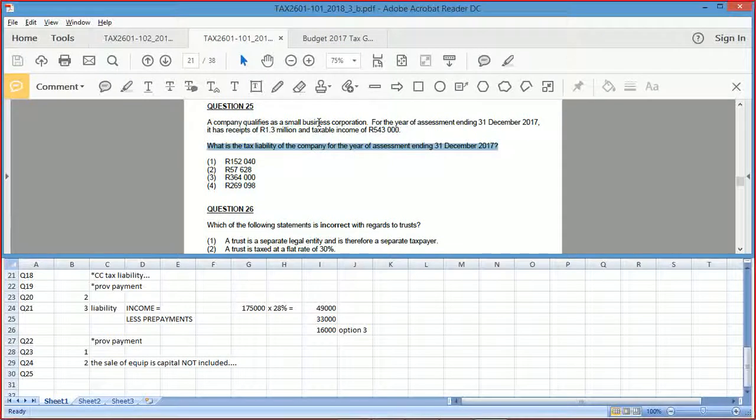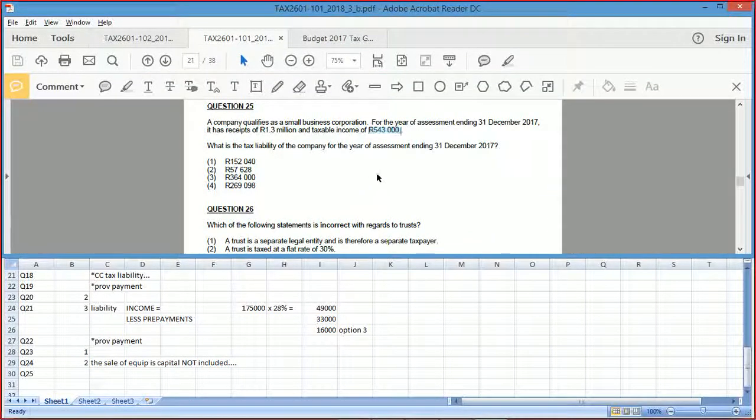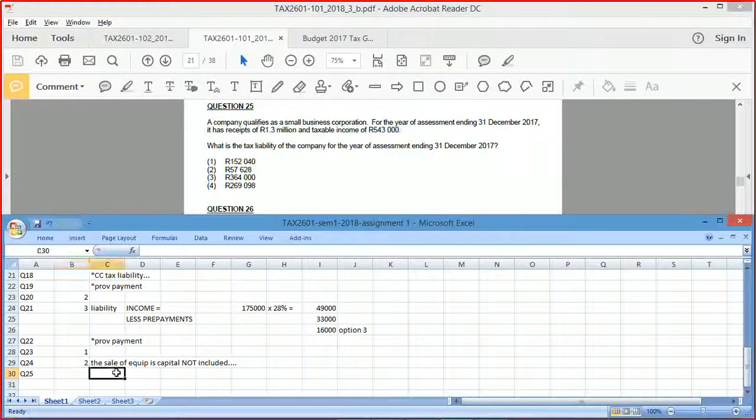A company qualifies as an SBC for the year of assessment ending that. It has receipts of 1.3 million and taxable income of 543,543. That's what we're going to be using, taxable income, because SBC uses taxable income. Okay, so 543,543, let's write that down, taxed as per the SBC tables.